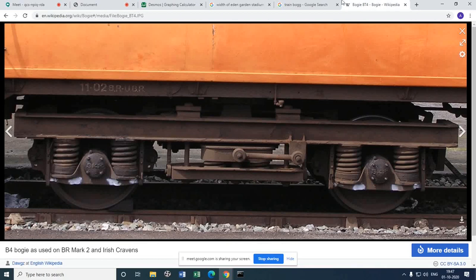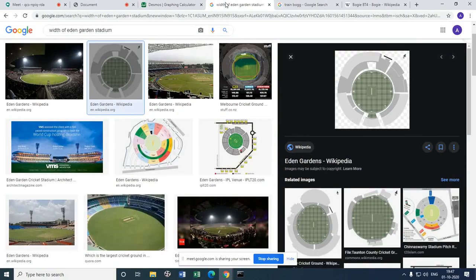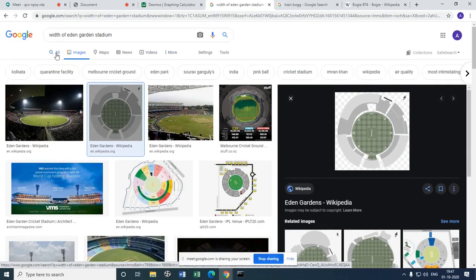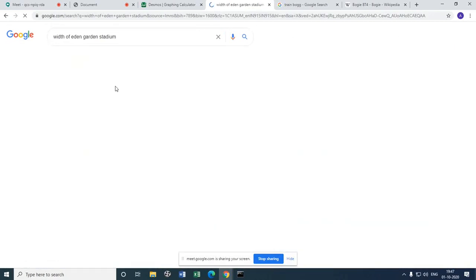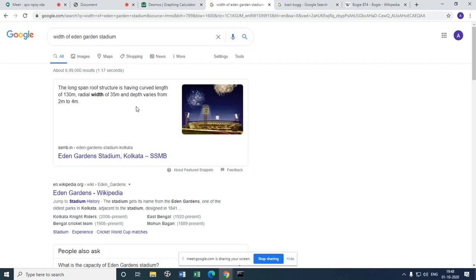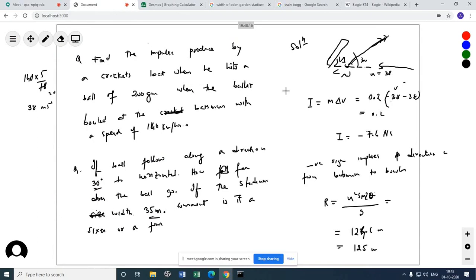What about you, Abhi? Maybe I took g as 10 and root 3 as 1.7. I think he has also taken that. I took g as 9.8. Then it would be different only. So 130. Is it a 6? It would be 4. It will be considered 4, right? Yes, sir. It will be considered 4.